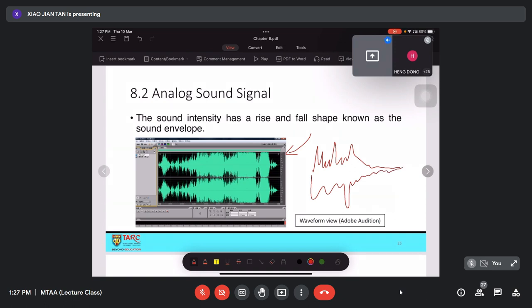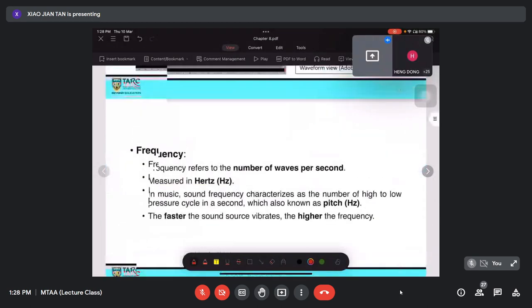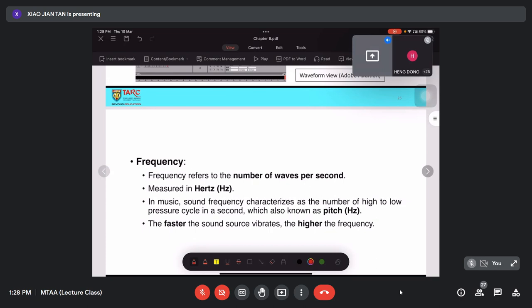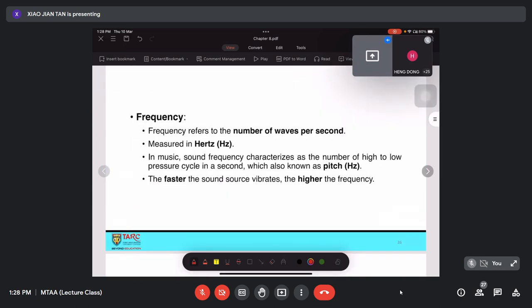But of course, this is one line, but I draw like an area over there. So all these are actually known as sound envelope. Okay. But I don't think sound envelope is a very common word. Maybe it's not my field, I'm not sure.